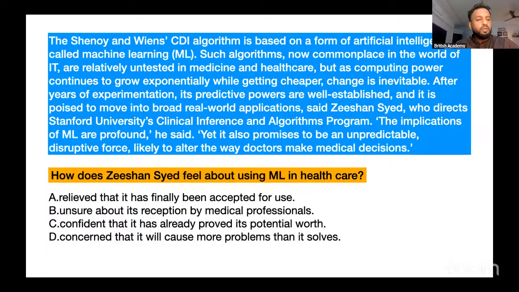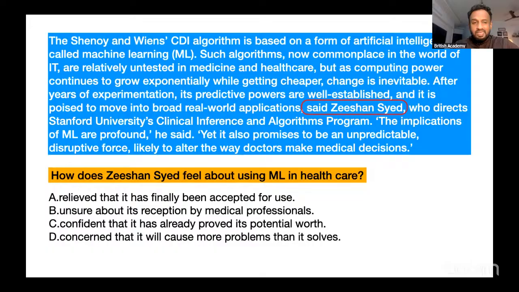Okay. Maximum of people got the right answer. See, now where do I see Zishan Sayed over here? I see it over here. Now, what does the line say? Wherever you found the word, you'll have to see where that line begins from. The line begins from 'After years of experimentation, its predictive powers.' Whose predictive powers? Machine learning. This entire paragraph is about machine learning.